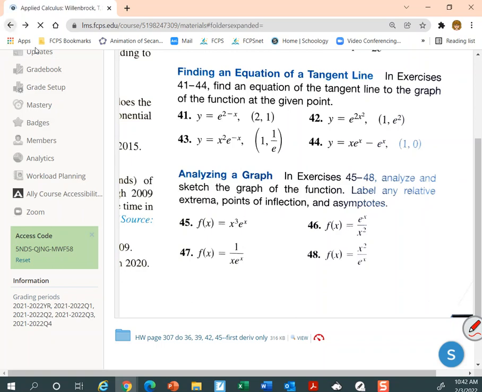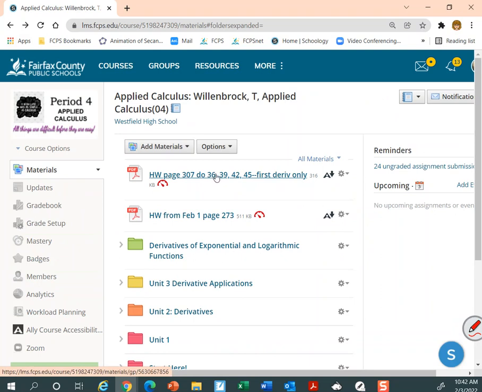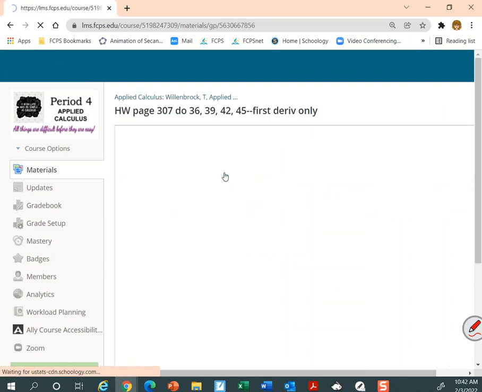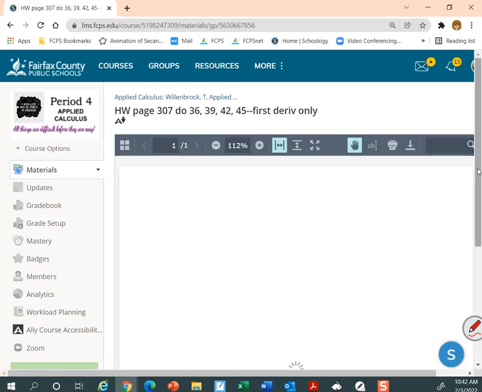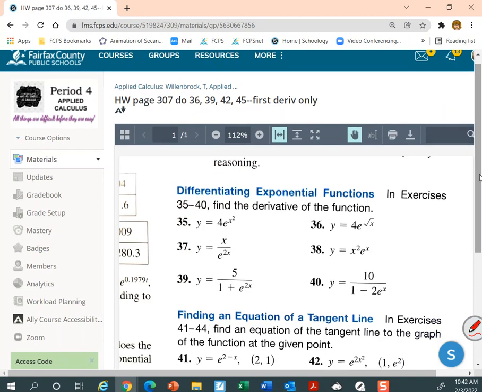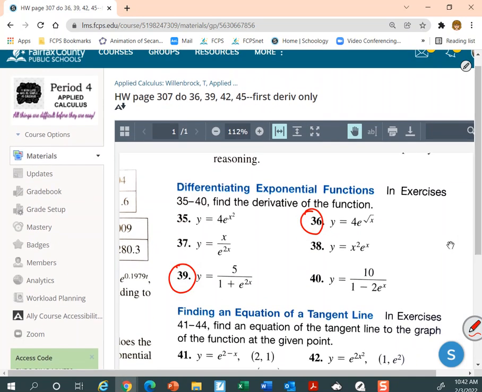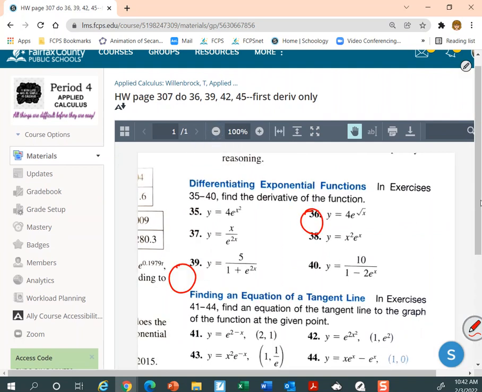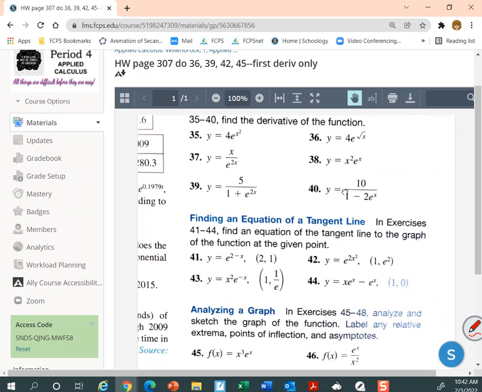And so description of the assignment, 4 problems, 36, 39, 42, and 45. 36 and 39, just find the derivative. Okay. 42, let me get rid of all that circling, make sure I can see everybody before I circle. So 36 and 39, you're just finding the derivative. 42, you're doing the tangent line, and then 45 is the analysis.